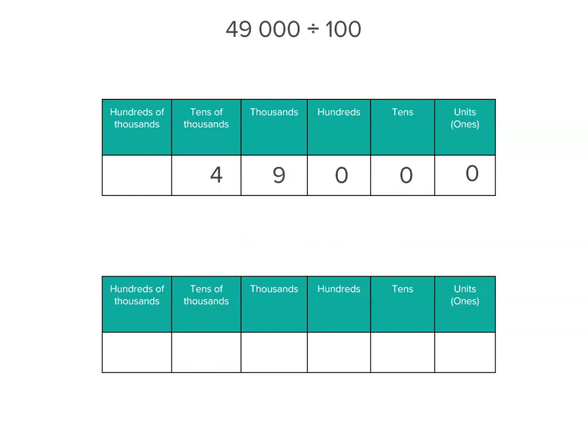Now this time we're going to look at division. And that means the number's going to get smaller because we're dividing by a whole number. And that means we move the digits to the right. 100 is 10 times 10. So that means we're going to move 2 places to the right. So the 4 is going to go to the hundreds place. The 9 will go to the tens place. That 0 will go to the units place. So 49,000 divided by 100 is 490.